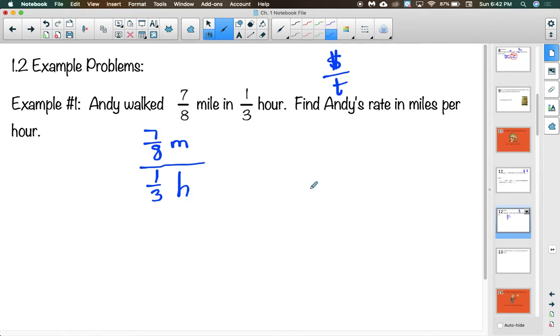Time in the bottom. If you needed that second bit of reassurance, the question does state to find Andy's rate in miles per hour. So that's miles over hours. So what we want to do here is figure out Andy's rate in miles per hour. We want to find out how many miles Andy can walk in 1 hour. So we want to solve this rate for 1 hour. And remember how we did that in Chapter 1, Lesson 1. We divided by the number in the denominator.